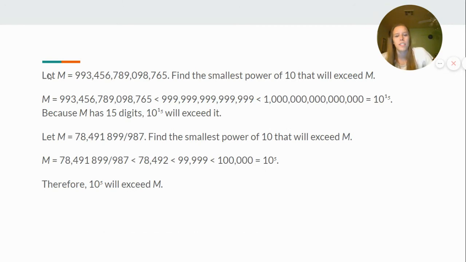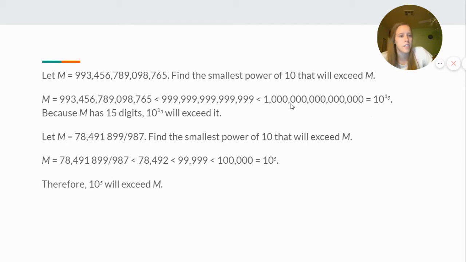So I know that this is a lot, I do. So let's say m equals this really, really, really long number that I'm not even going to try and say, okay? So we're looking to find the smallest power of 10 that will exceed m. So it's kind of done in a couple steps here. So m is less than all these 9s, which is less than hundreds, thousands, millions, trillions, billions, whatever comes after billions.